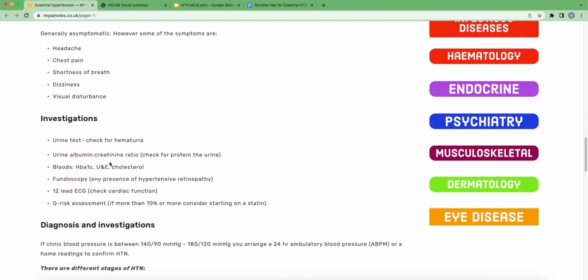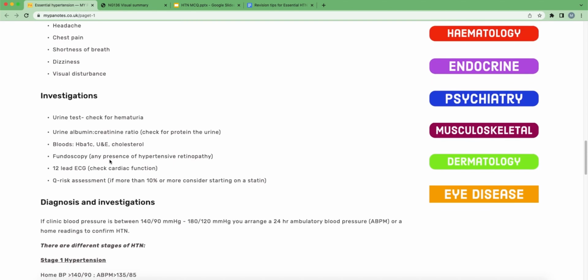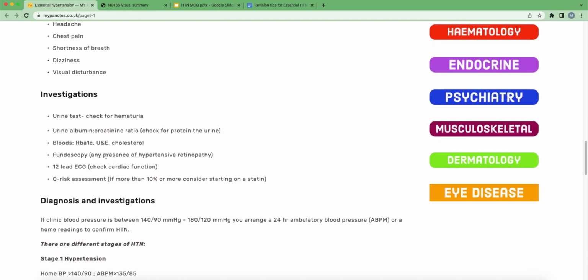So moving on to the investigations. You want to start with bedside tests such as a urine dipstick, checking for hematuria. You want to do the urine albumin creatinine ratio. You can request some blood tests, things like HbA1c, U&Es, cholesterol; lipids are important.